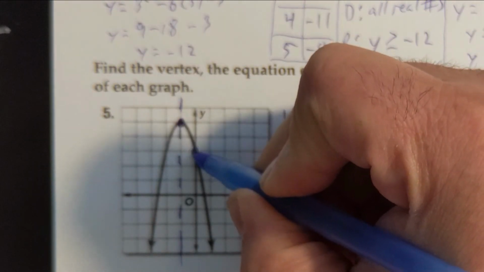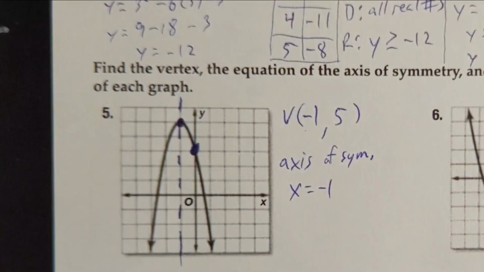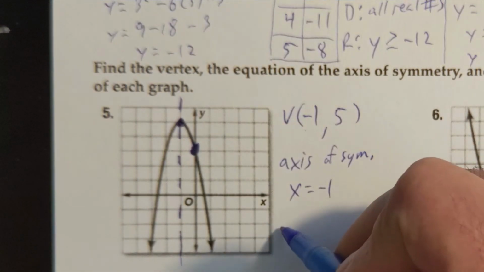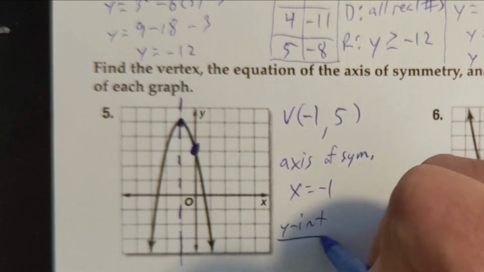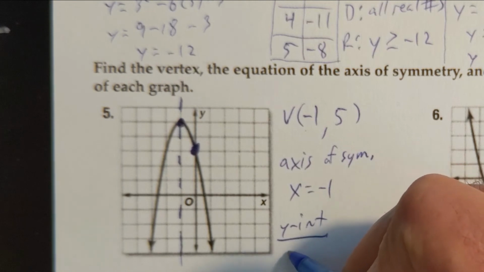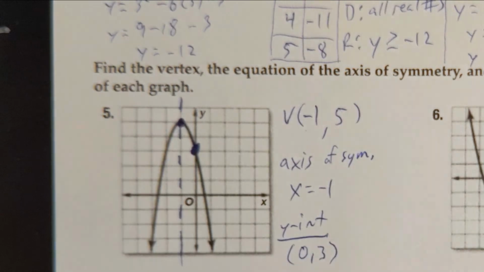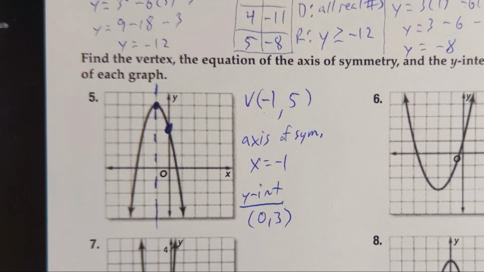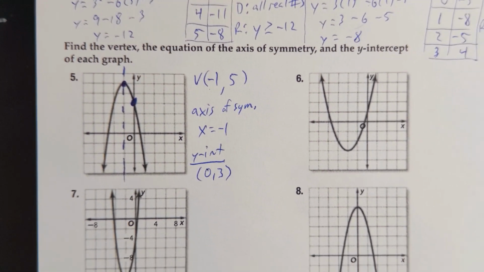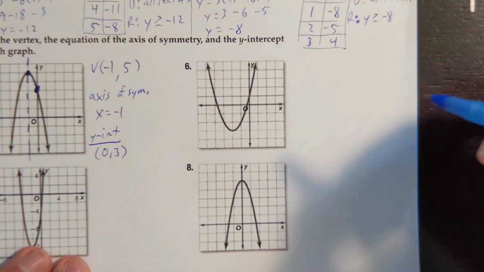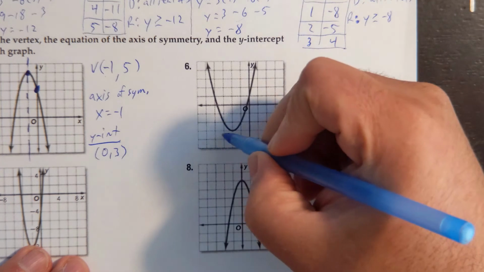So the y-intercept, it looks like it's right here. And that y-intercept, the x is 0, and then it's 1, 2, 3 up. So the y-intercept is going to be 0, 3. That's interpreting the graphs when they're already given to you. The next one, same basic process.